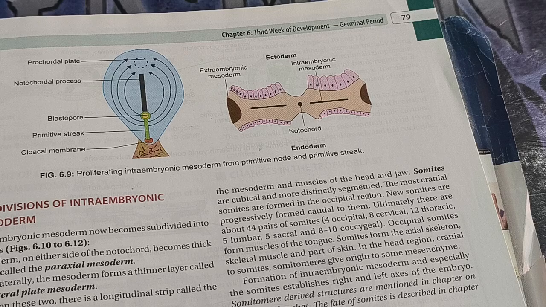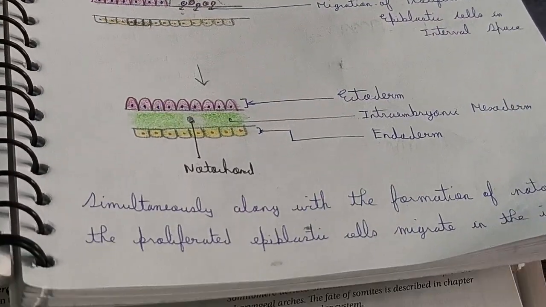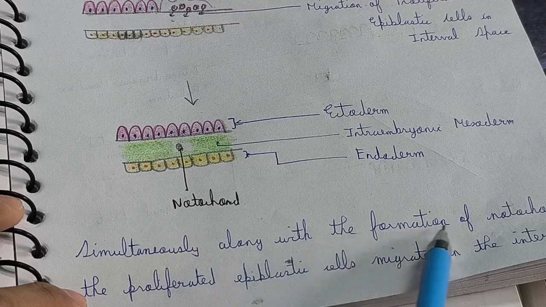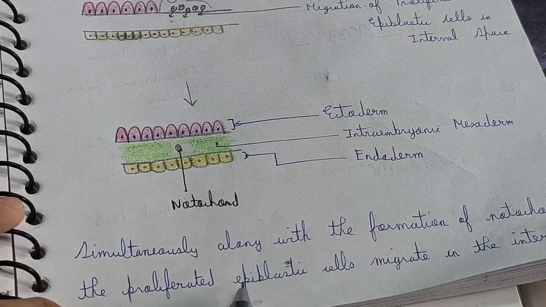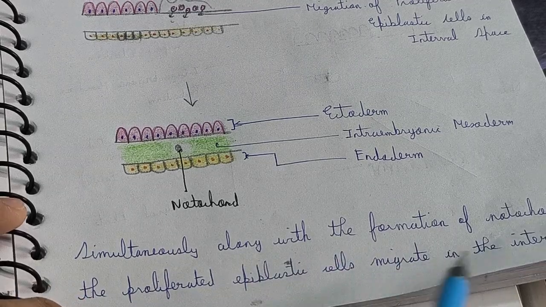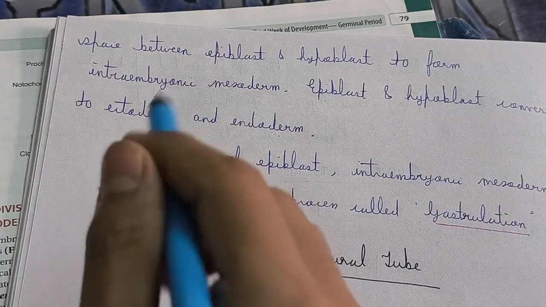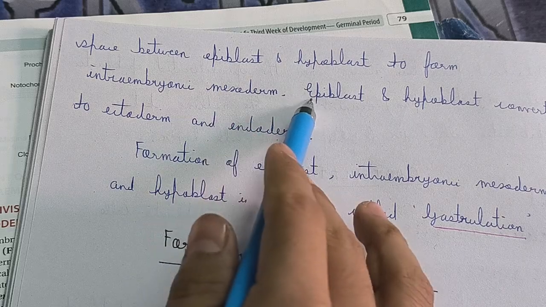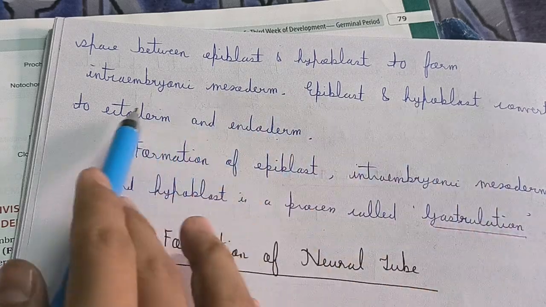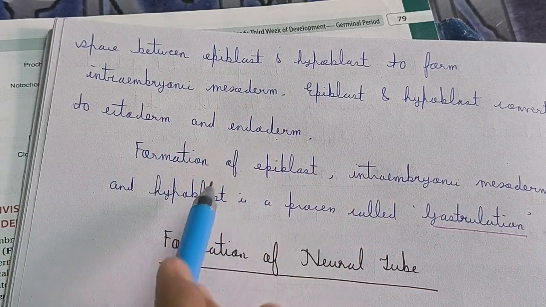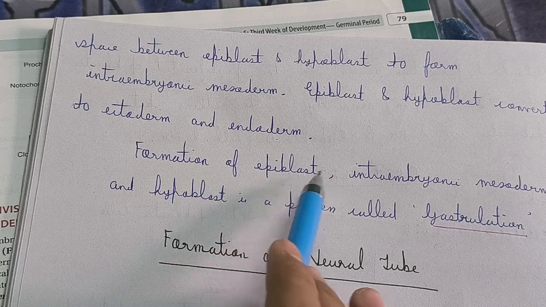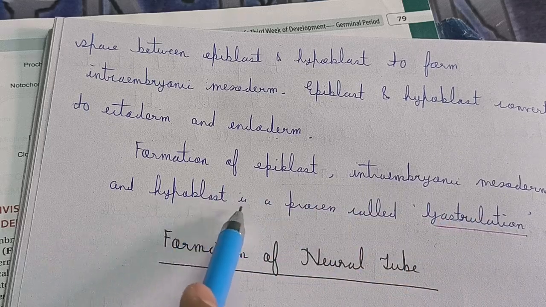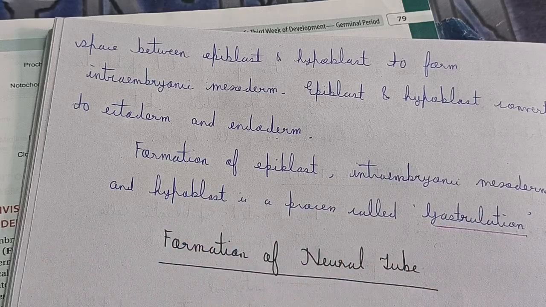So that is one very important part that I have written. Here, simultaneously along with the formation of notochord, the proliferative epiblast cells migrate in the interval space between the epiblast and hypoblast to form intraembryonic mesoderm, and this epiblast and hypoblast are converted to ectoderm and endoderm. Formation of epiblast, intraembryonic mesoderm and hypoblast is a process known as gastrulation.